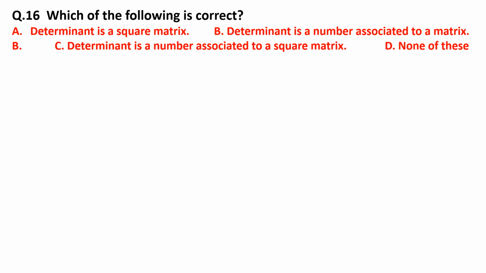Question number 16. Which of the following is correct? Determinant is a square matrix. Determinant is a number of associated matrix. Determinant is a number associated to a square matrix, or none of this.